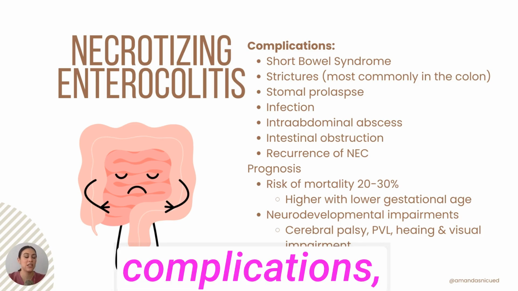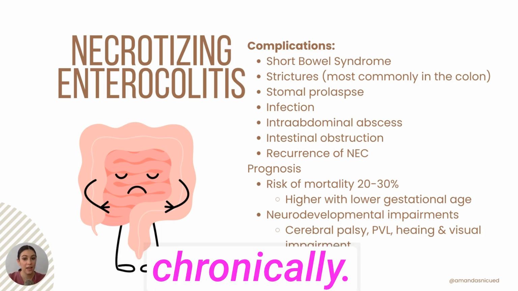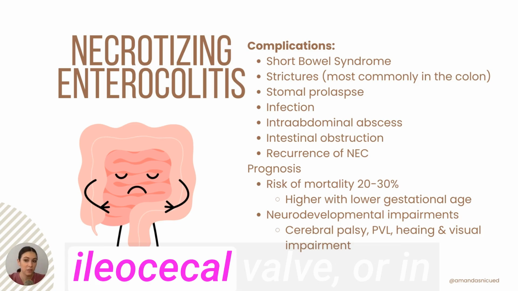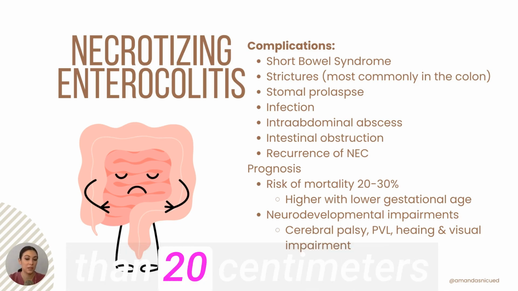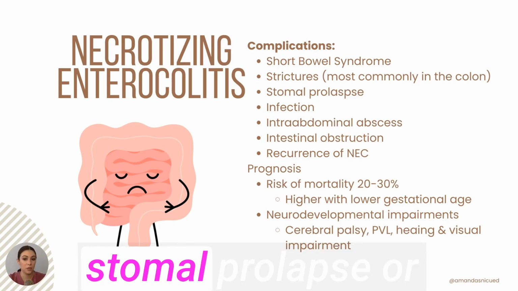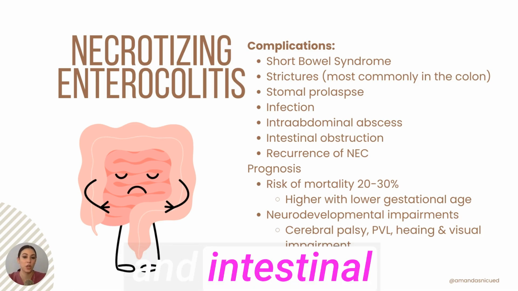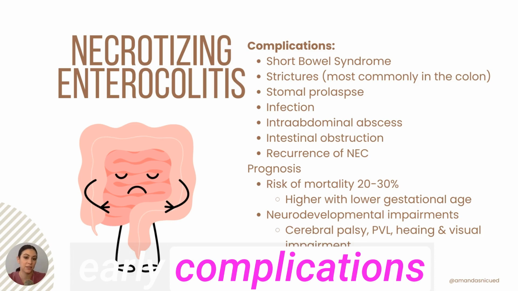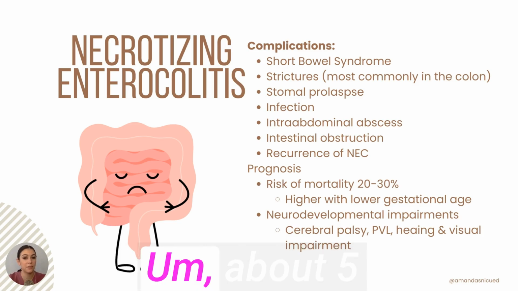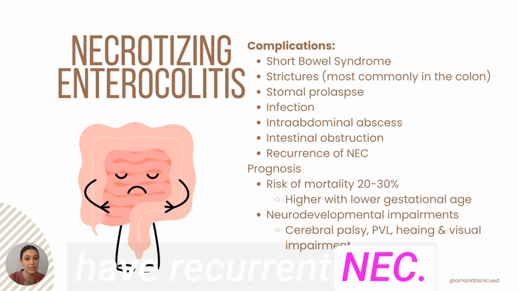Speaking of complications, NEC is a significant risk factor for developing short bowel syndrome chronically. If less than 40 centimeters of the small bowel remains in absence of the ileocecal valve, or in the presence of less than 20 centimeters of bowel, then that baby would have short bowel syndrome. Stomal prolapse or retraction, wound infection, intra-abdominal abscess, and intestinal obstruction are all early complications of NEC. Recurrent NEC is not very common, but it can occur. About 5% of babies treated medically or surgically can have recurrent NEC.